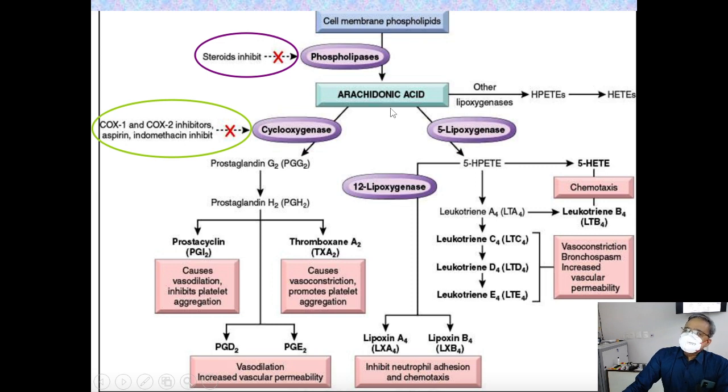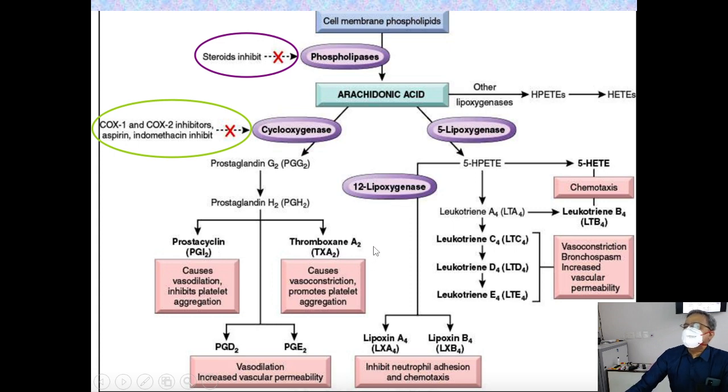So arachidonic acid gets converted by cyclooxygenase to prostaglandins. When you say prostaglandin without specifying, you mean prostaglandin E and F2 alpha, because these are the two important prostaglandins. By different enzymes, you can also get prostacyclin, which is prostacyclin synthase, or thromboxane A2, which is thromboxane A2 synthase. So what does this group do? Almost everything related to inflammation.